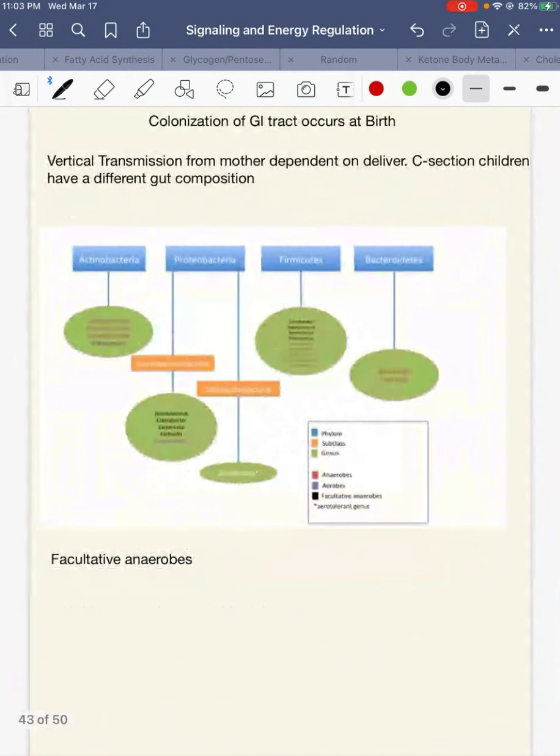Okay. The colonization of the GI tract occurs at birth, actually, and then vertical transmission from mother.